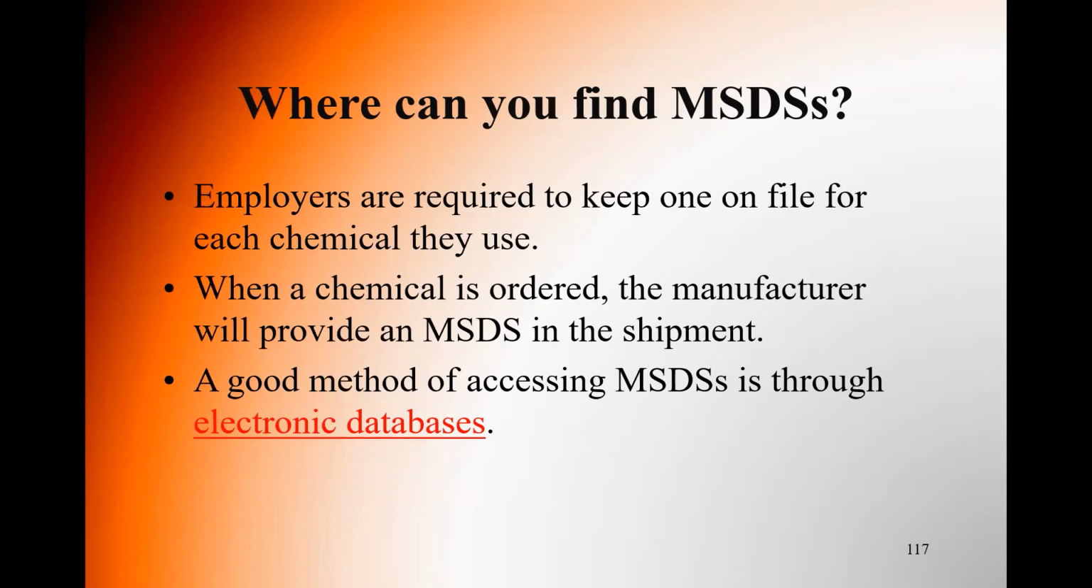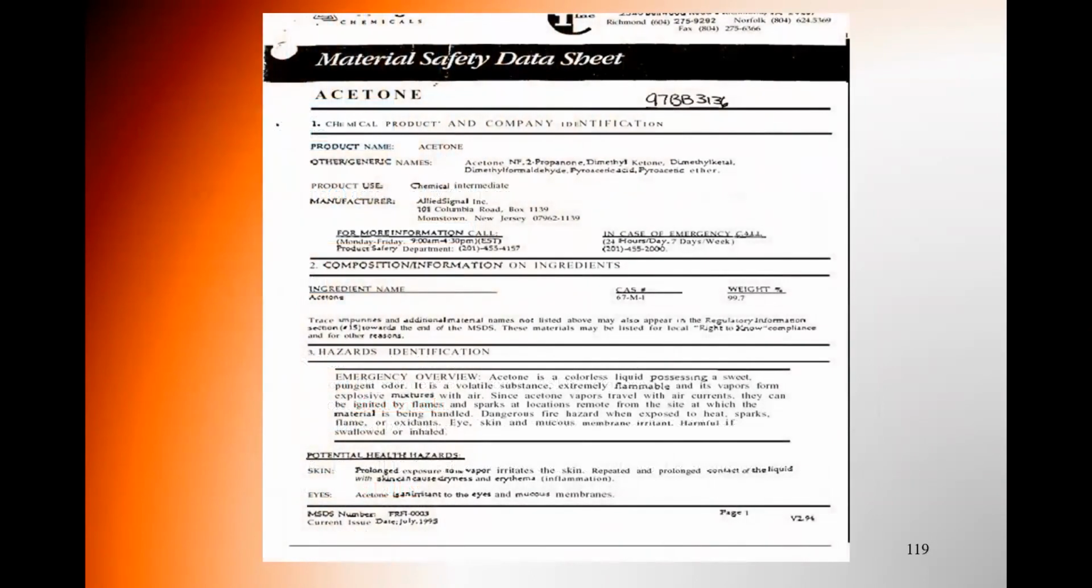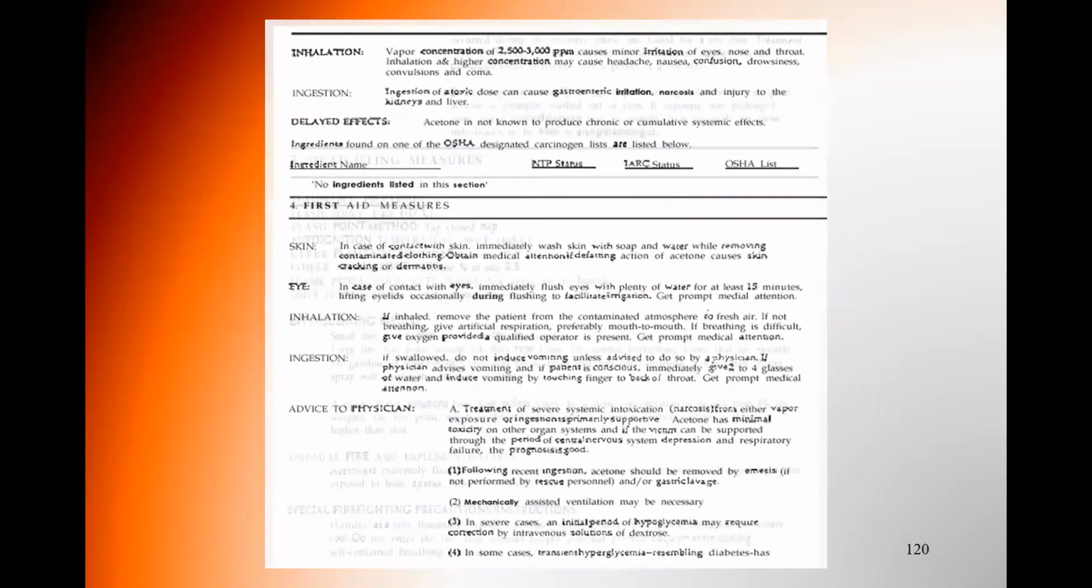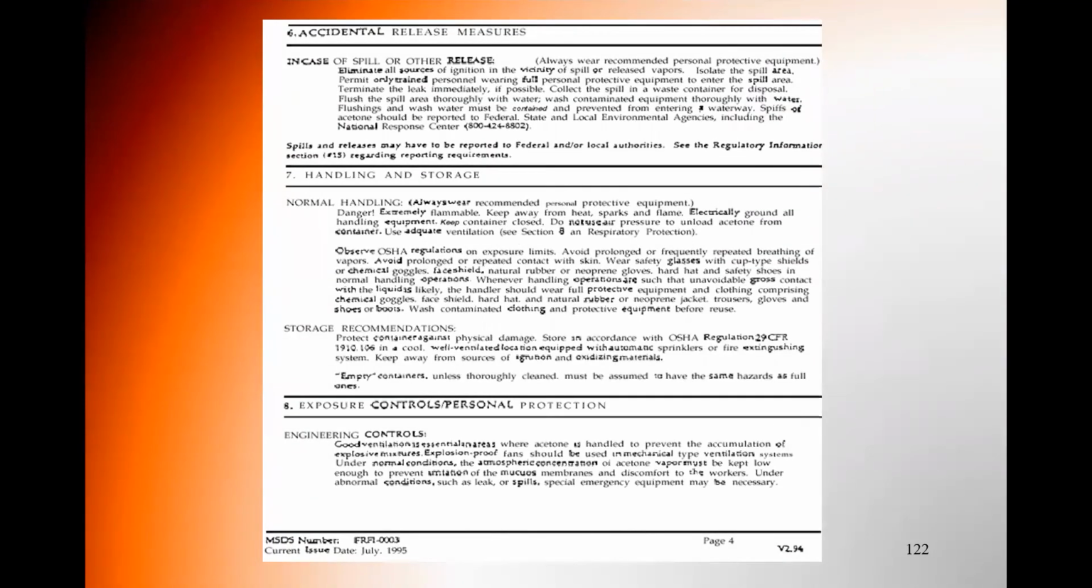When a chemical is ordered, the manufacturer will provide the MSDS sheet in the shipment. But you can access those through electronic databases, and they are available online. Here's one right here: if you need one for Tordon 22K, you go to it, submit it, and it'll pull it up for you. You can print it out from there. Here's one MSDS sheet for acetone. And we won't cover all the stuff that they show in it.